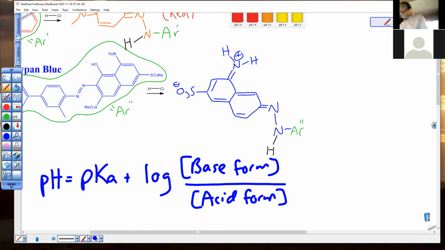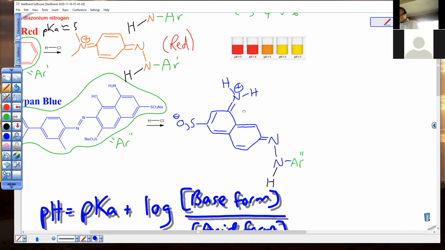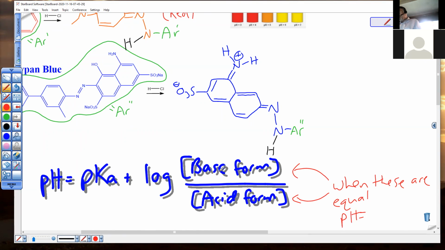And what happens is if you have only the base form, you're going to see the color that corresponds to the base form. If you see only the acid form, you see the color that corresponds to the acid form. What happens if you have equal amounts of the base and acid? When these are equal, pH equals what? If you have the same number in the numerator and denominator, you get a ratio of 1. The log of 1 is 0. pH equals pKa.